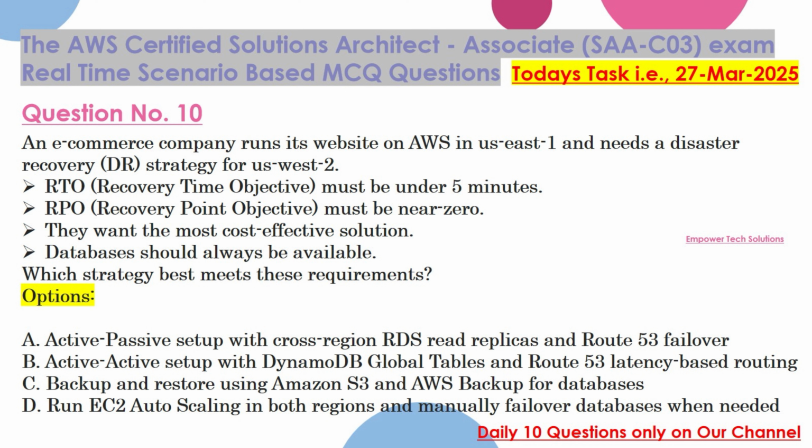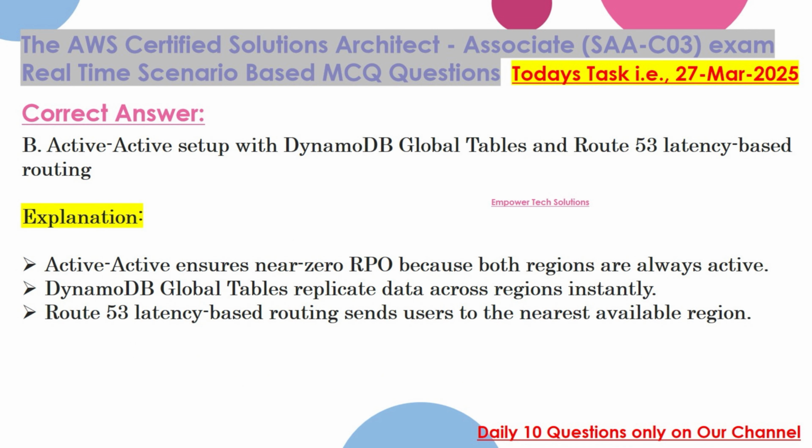Options: A. Active-passive setup with cross-region RDS read replicas and Route 53 failover. B. Active-active setup with DynamoDB global tables and Route 53 latency-based routing. C. Backup and restore using Amazon S3 and AWS Backup for databases. D. Run EC2 auto-scaling in both regions and manually failover databases when needed. Correct answer: B. Active-active setup with DynamoDB global tables and Route 53 latency-based routing.